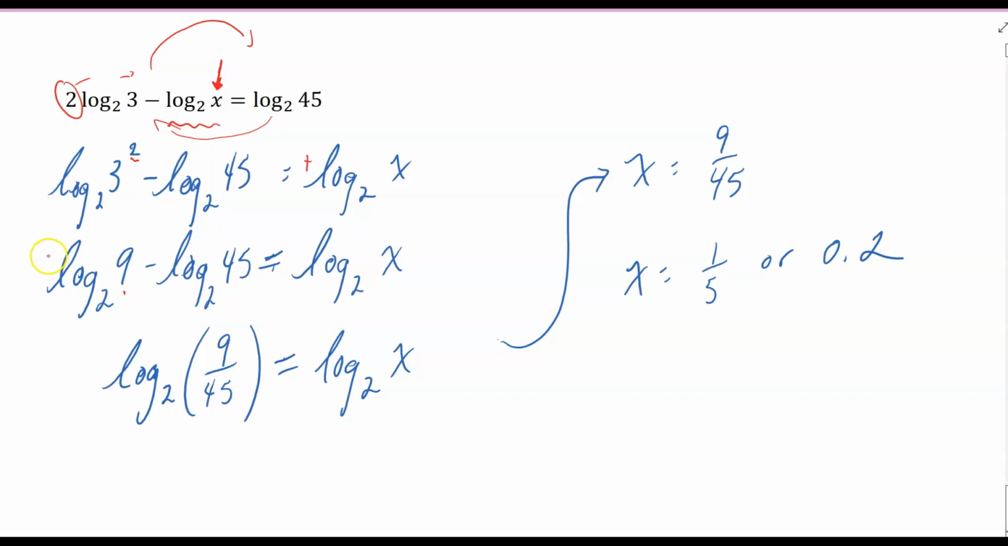And since we have coefficient 1 and same base all the way through, we can combine these two into a single logarithm using the quotient rule. So we get log base 2 of 9 over 45, and that is equal to log base 2 of x. So therefore, the arguments must be equal to each other because everything else is the same. So x equals 9 over 45, and when that is reduced, that is 1 over 5, or 0.2.